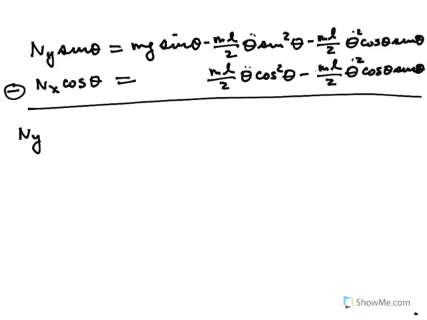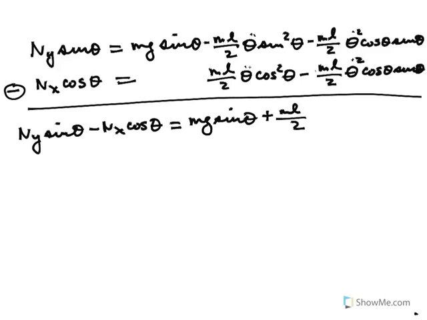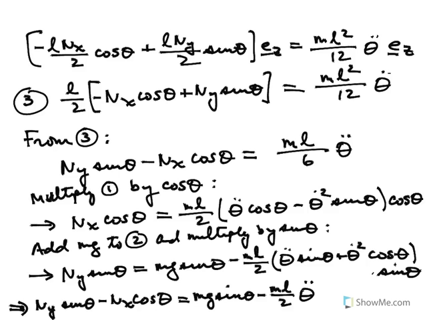You get n sub y sine theta minus n sub x cosine theta is equal to mg times the sine of theta. And now look what winds up happening. You've got ml over 2 times cosine squared theta plus sine squared theta, which just gives you 1. And so this is actually a plus sign right here.